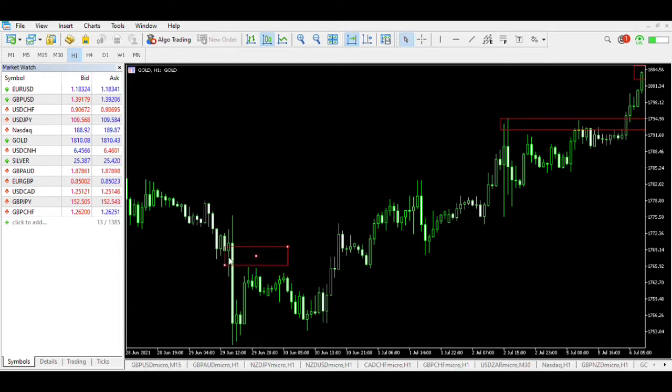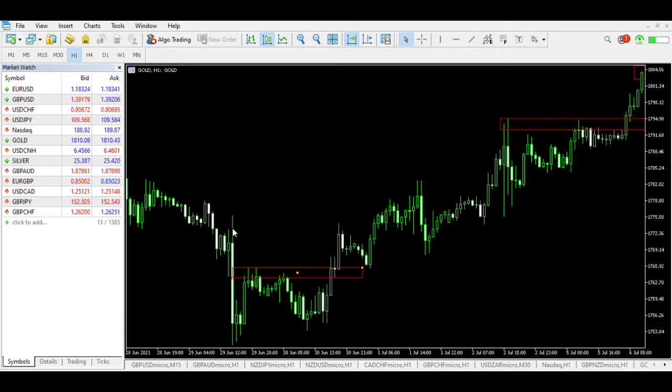If we're looking at this example on the screen here, as you can see, a level was created by the market where price has been bouncing off for quite some time. Price was failing to break this area for quite some time, and there are a lot of wick rejections in this area. So what this is telling us is that the market is actually creating a structure in this area.